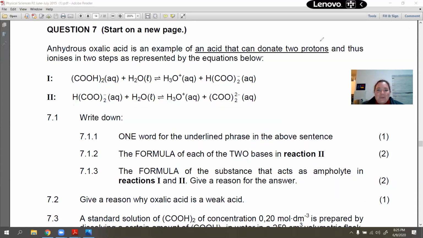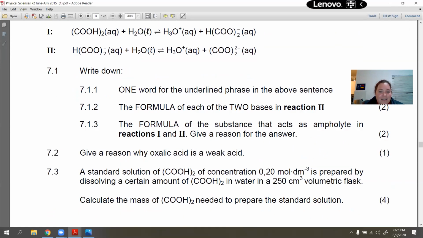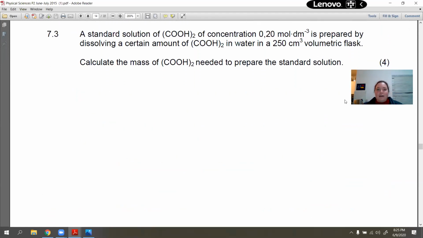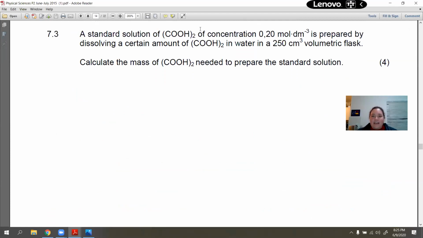All right, next question. A standard solution of (COOH)2, that's our oxalic acid, of concentration 0.2 moles per decimeter cubed, is prepared by dissolving a certain amount of (COOH)2 in water in a 250 centimeter cubed volumetric flask. Calculate the mass of (COOH)2 needed to prepare the standard solution. So I'm going to work backwards here. I'm going to say C is equal to m over MV.